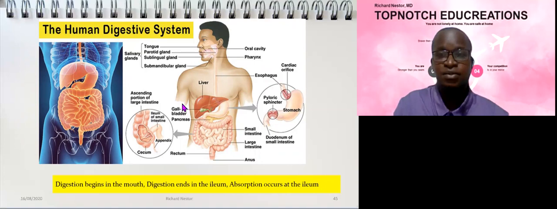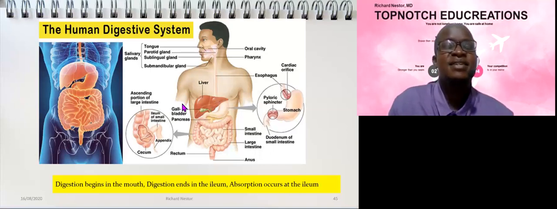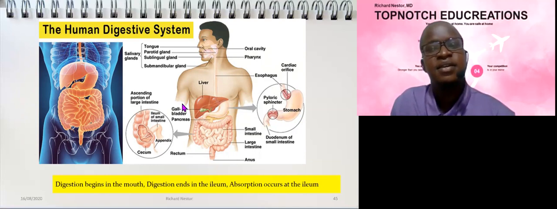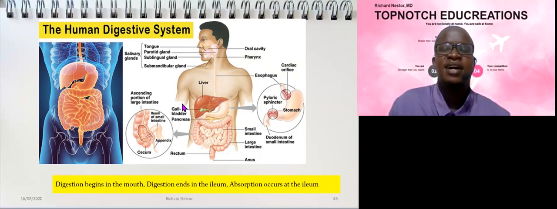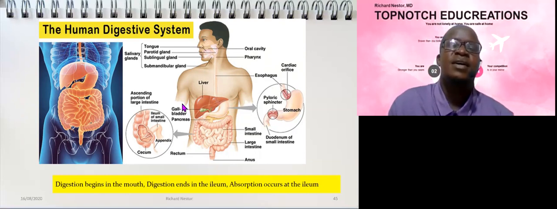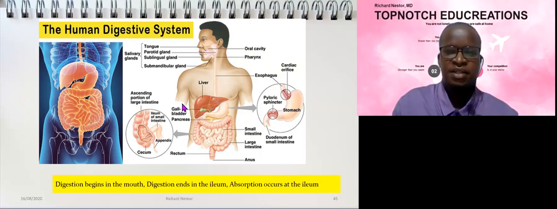The anatomy of the digestive system is very, very important for you to understand. The digestive system, which is also known as the alimentary canal, begins from the mouth cavity and ends in the anus, when the undigested and indigestible food materials are released from the body. Now, what is it that is important here?